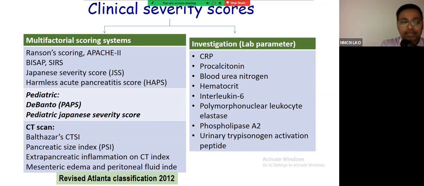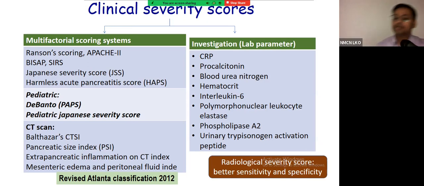These are clinical severity scores. There are certain radiological severity scores which are done on the basis of cross-sectional imaging, like Balthazar CT severity index, pancreatic size index, extrapancreatic inflammation CT index, and mesenteric edema and peritoneal fluid index. But these radiological severity scores have better sensitivity and specificity of more than 80%.